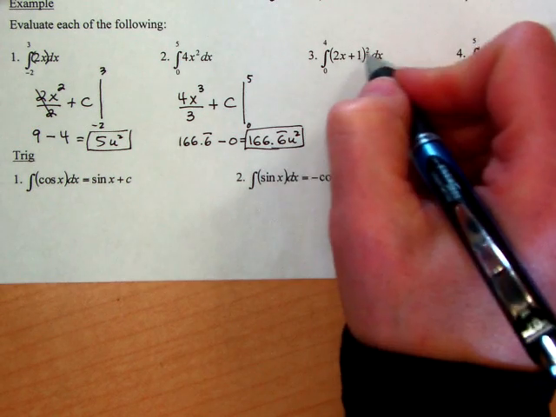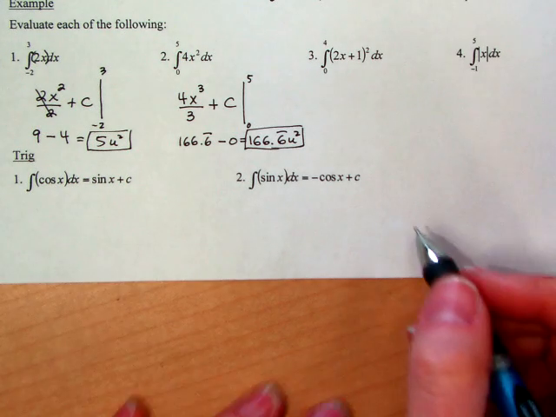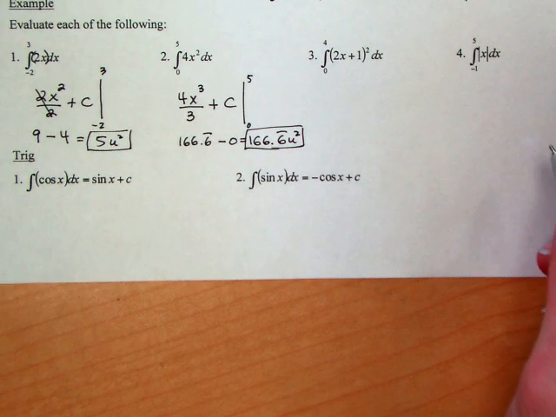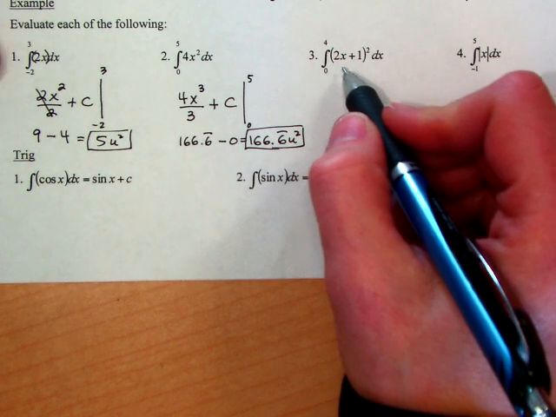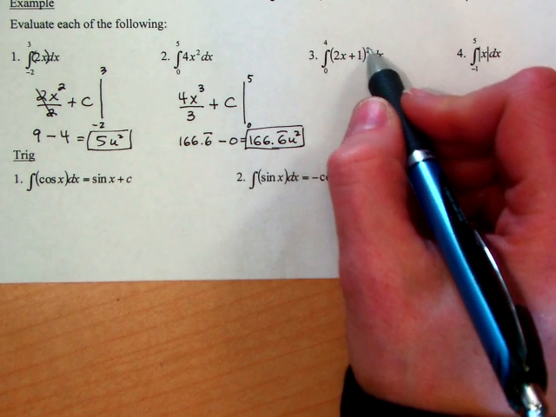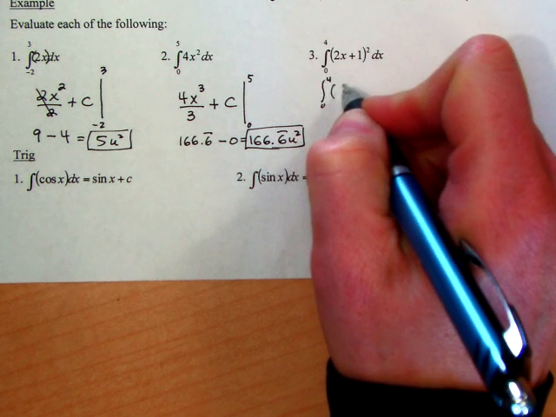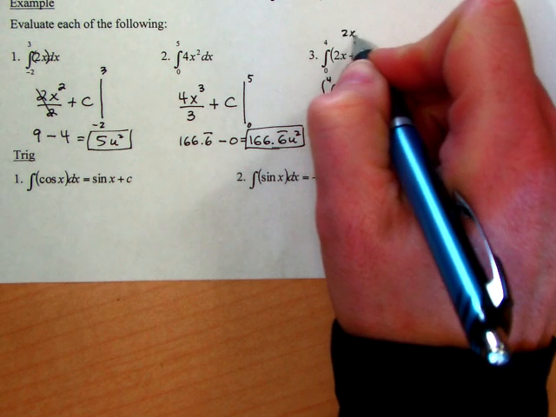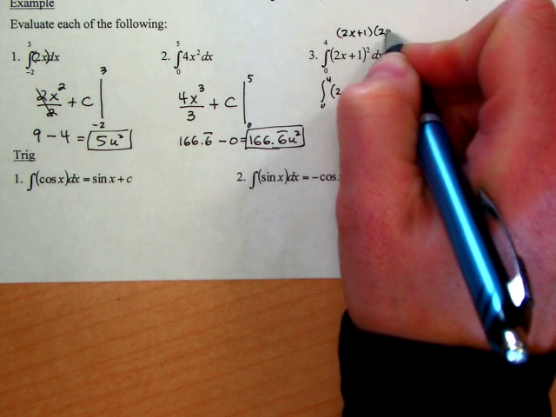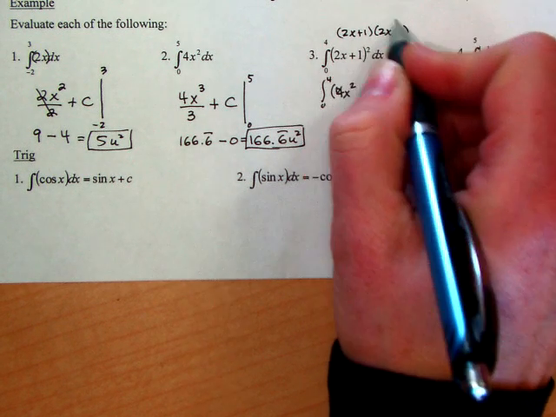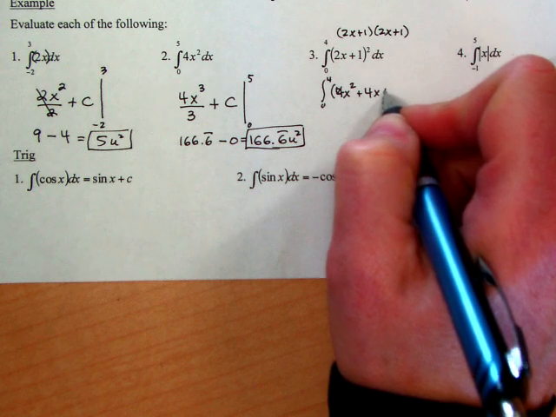Next one, I've got a squared thing here. We don't really have a reverse for the chain rule. We've only got so much time together, and we're not going to do all the integrals that are out there. So what we're going to do is FOIL this out first. We're going from 0 to 4, and I'll write it twice right here. And we'll FOIL that out, so we'll end up with 4x squared plus 4x plus 1.